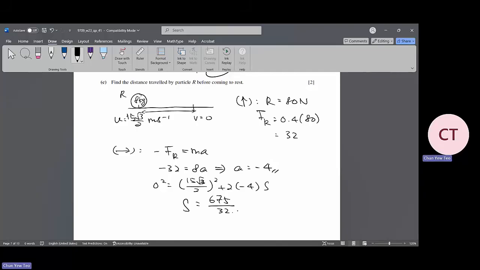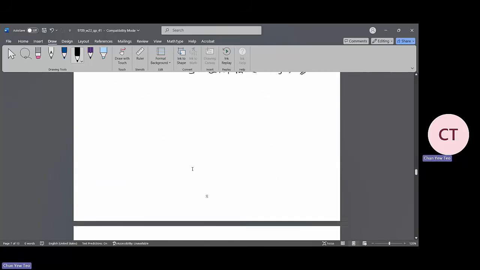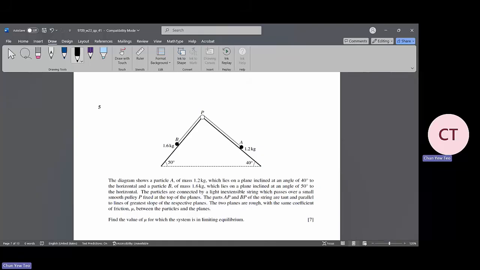Okay, 675 over 32. Or you can give me the answer in decimal place, 21.1 meter, correct to 3 significant figures. So done. This will be the answer for question number 4. Moving on, we have question number 5.